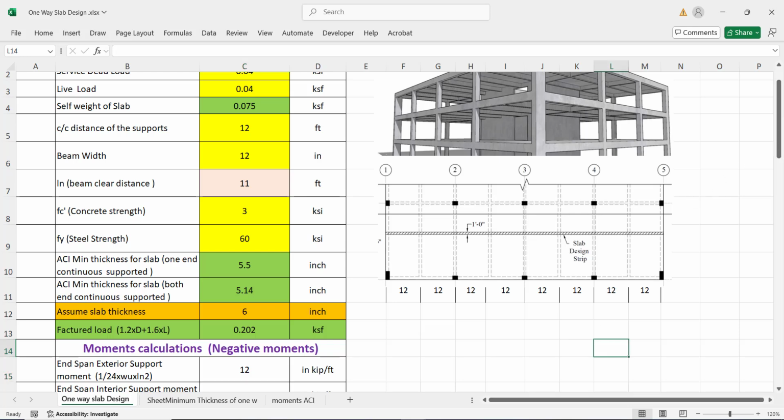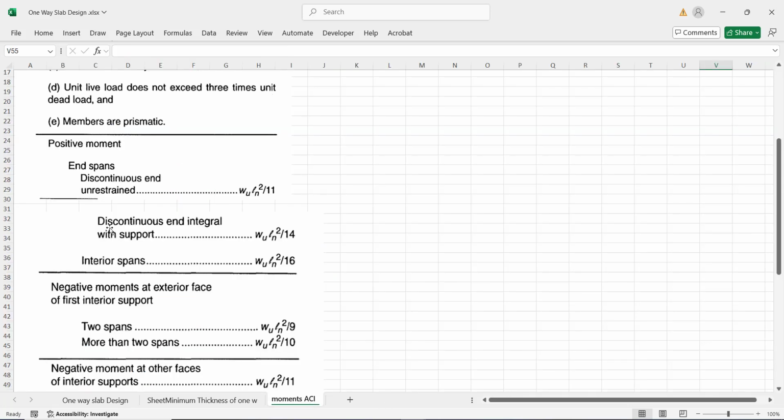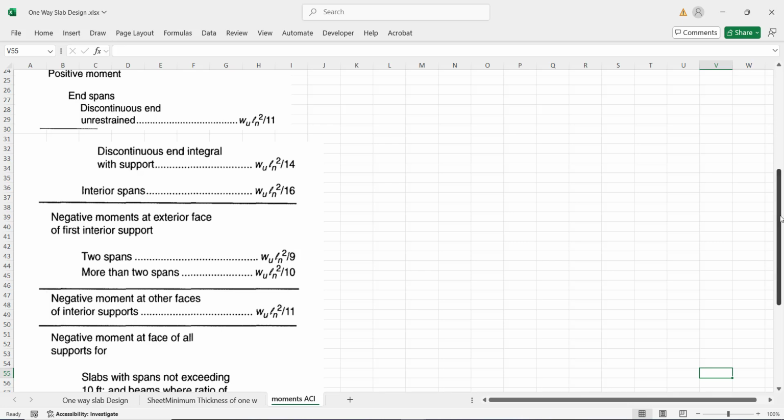And let's talk about the other one, the end span interior support. So in the interior support it will be by 10. Okay, this is like greater, and the other will be by 10 as well. Let me see here. This is by 2 span, this is by 2 more span, this is by 10, the negative moments. So I have taken this negative at other faces and interior supports. 10 and 11 we can take, like suppose negative moments at other faces of interior supports. This is actually 11.